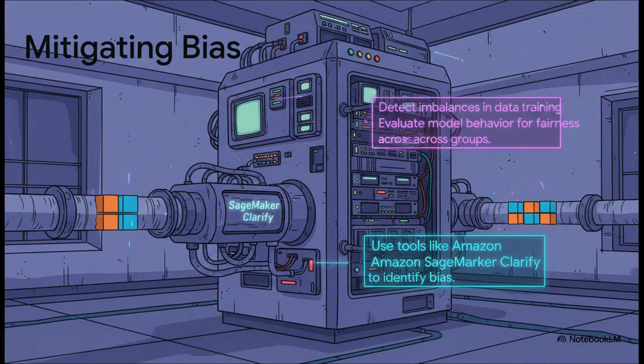So what do you do about it? Well, you have to be proactive. You have to hunt for these imbalances in your data before you even start training. You have to constantly check your model's performance, not just overall, but for all kinds of different groups. And you should absolutely use purpose-built tools like AWS's own SageMaker Clarify to help you find and fix these issues.